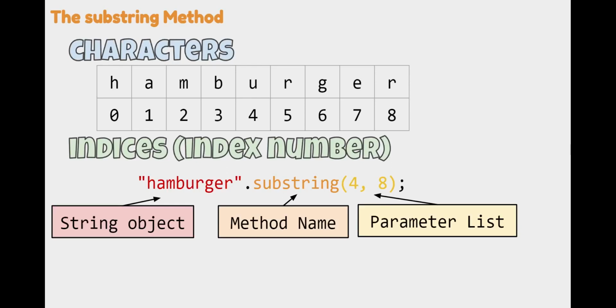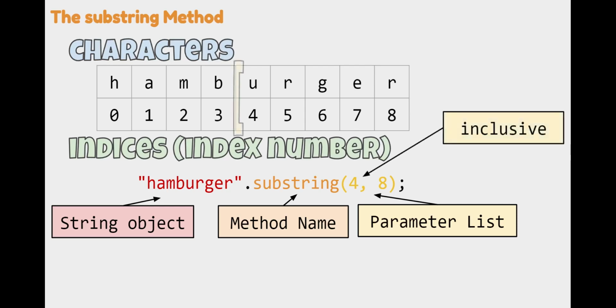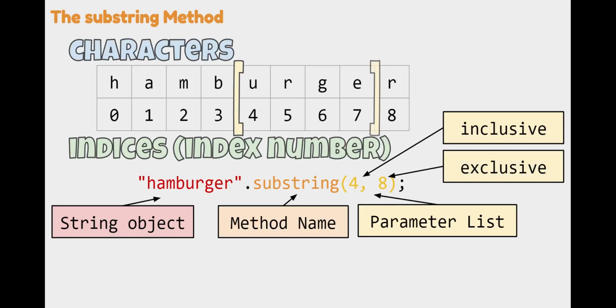Here's an example of a string. We have the string hamburger. We have our index numbers listed underneath it. We have a statement where we have that string literal hamburger, and then we are calling the substring method with the parameter list 4, 8. The 4 is inclusive, which means we will start taking characters at this location. The 8 is exclusive, which means it will not be included. That means we will stop taking characters at the 8, which means this statement will evaluate to the string urge.